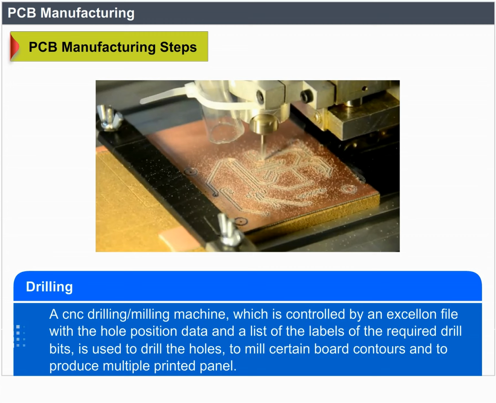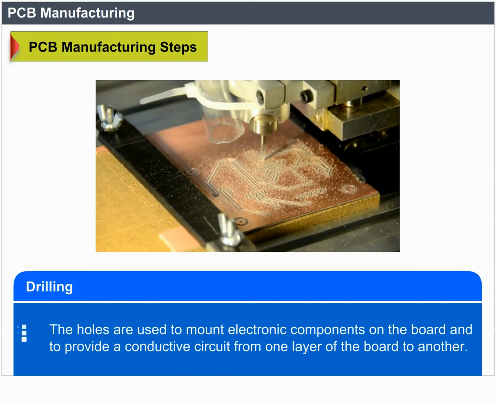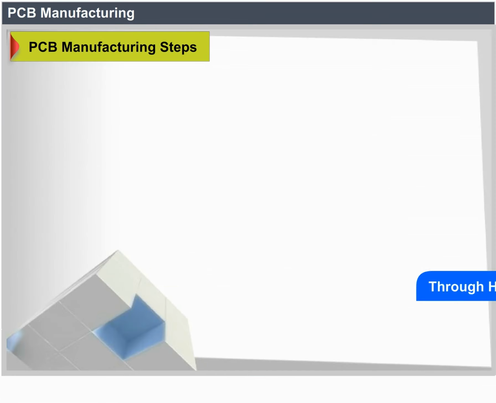A CNC drilling or milling machine, which is controlled by an Excel file with the hole position data and a list of labels of the required drill bits, is used to drill the holes, to mill certain board contours, and to produce multiple printed panels. The holes are used to mount electronic components on the board and to provide a conductive circuit from one layer of the board to another.